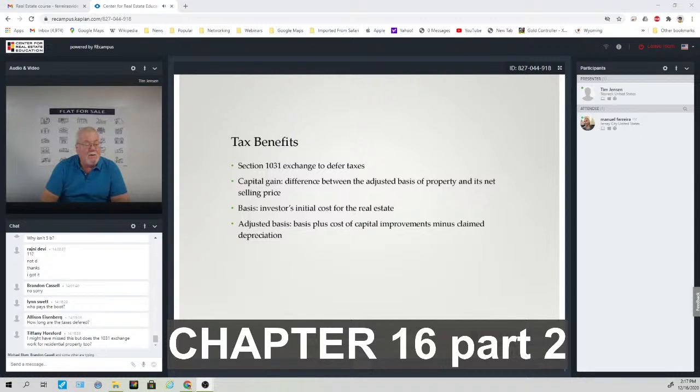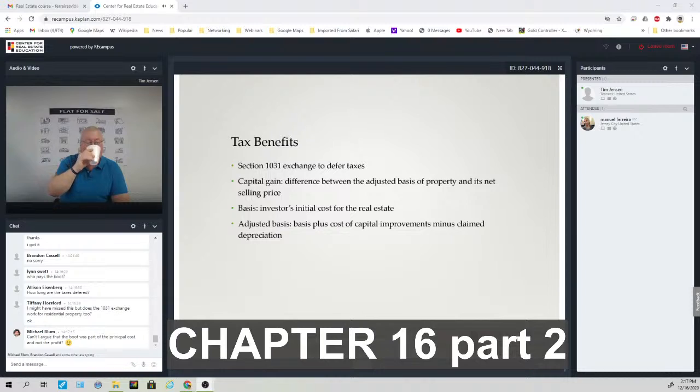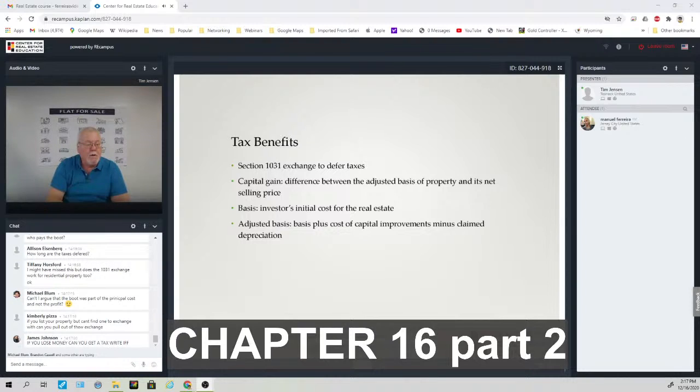I might have missed this, but does the 1031 exchange work for residential property? And yes, you did miss it, Tiffany. And I said, no, it does not work for residential property. It's for investment property only. Can I argue that the boot was part of the principal cost and not the profit? Michael, you can argue anything you want with the IRS. Let me know how that works out, okay?